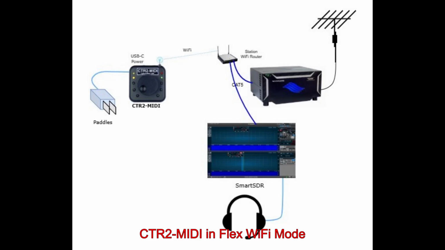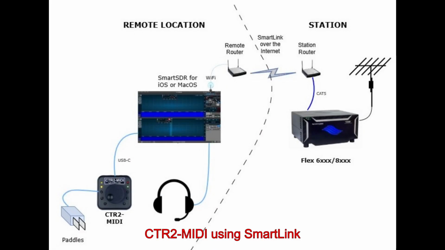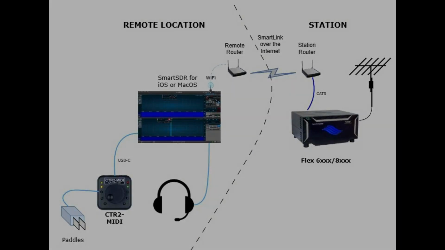In this mode, it runs in parallel with any version of SmartSDR, including the Windows version. SmartSDR provides a visual user interface, and CTR2 MIDI gives you physical control of many functions on your radio. One drawback to using Flex WiFi mode is that since it connects directly to the radio, using it for remote operation requires the use of a VPN. For remote operation, I highly recommend using the standard MIDI mode along with Marcus's SmartSDR for iOS and macOS, which supports SmartLink as shown in this drawing.